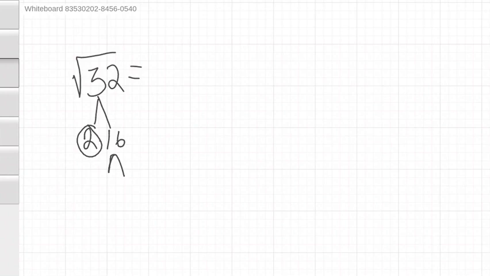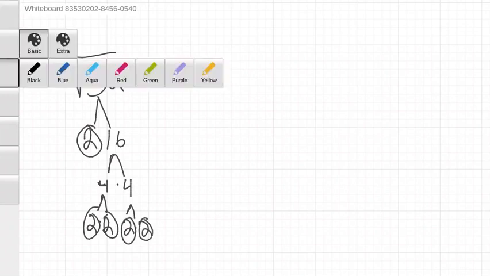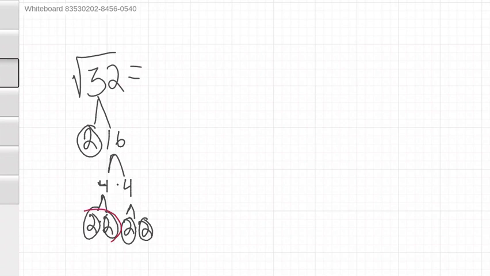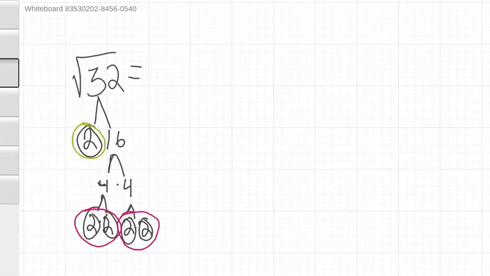And 16 can be broken down into 4 times 4. 4 can be broken down into 2 times 2. We know that 2 is a prime number, so we'll circle all of them. And now we need to find our pairs. There are two 2's and another pair of 2's. And then we have one 2 left behind.